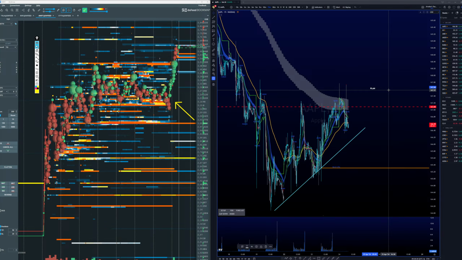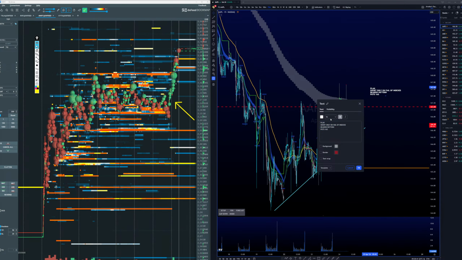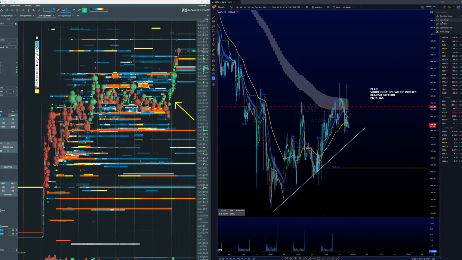Actually, one plan over here is going to be short only on a fail of the indexes, and we're going to look for bearish patterns. Also puts, 165 weekly, okay? If we're going to have a long play, it's not going to be Apple that I'm going to watch. Make sense? So Apple we're going to use only for short plays, all right? If the market unwinds, Apple is going to be our peanut jar, okay?